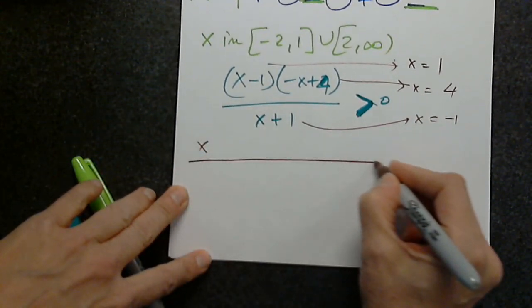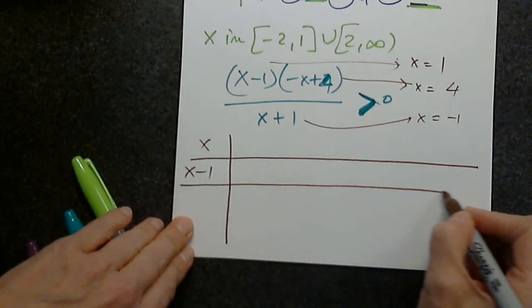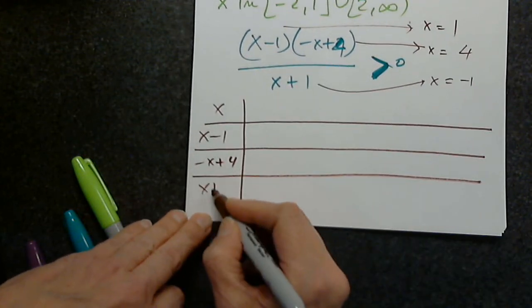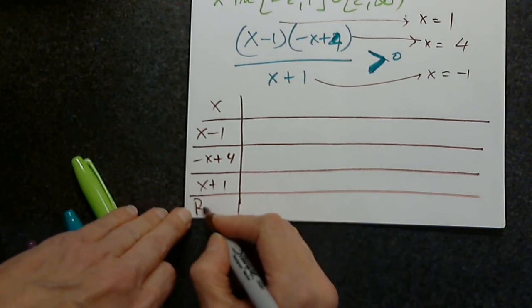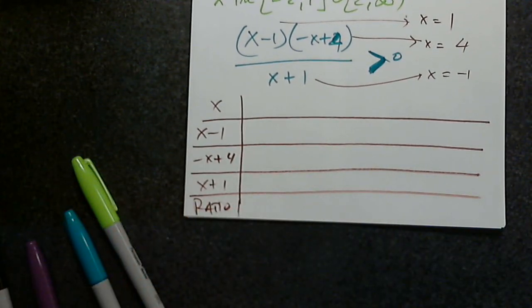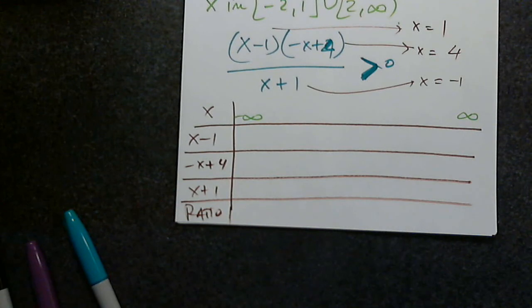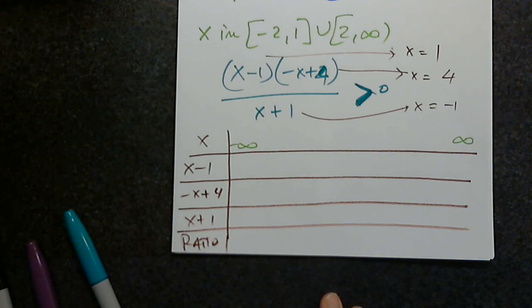X is the variable in the problem. X minus 1 will be the next in line. Negative x plus 4, next in line. Of course, x plus 1. And of course, I ran out of room, so I'm going to write ratio this time. It's no longer a product, but it's a ratio. And we have from negative infinity to infinity. And now please dictate from left to right the numbers in ascending order.